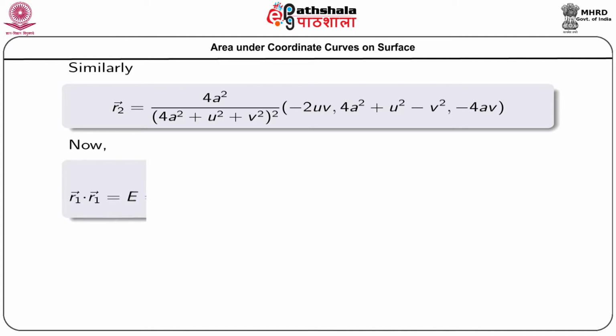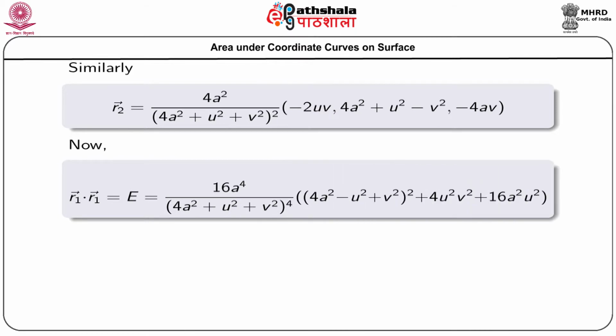Now, A11, that is R1 dot R1, in vector form, we know that A11 is actually R1 dot R1, and the expression is given in the right hand side: 16a to the power 4 by (4a square plus u square plus v square) to the power 4, with the given expression in the right hand side 4a square minus u square plus v square whole square plus 4u square v square plus 16a square u square.